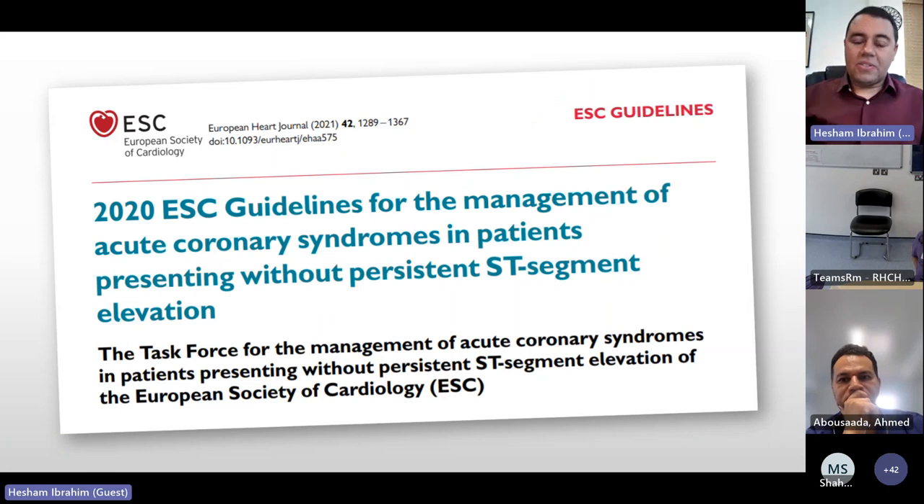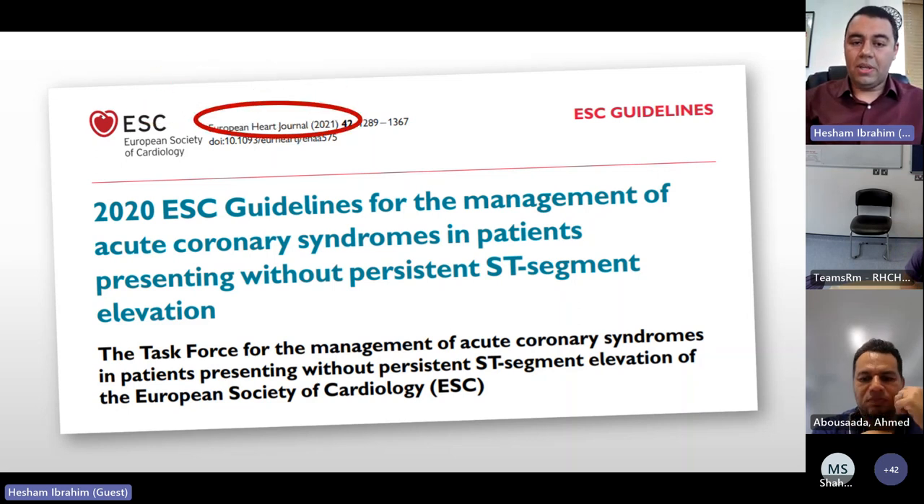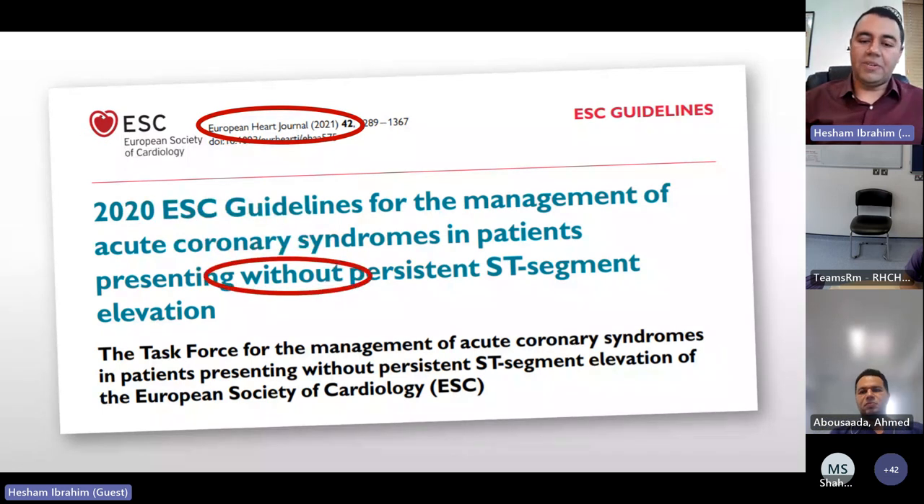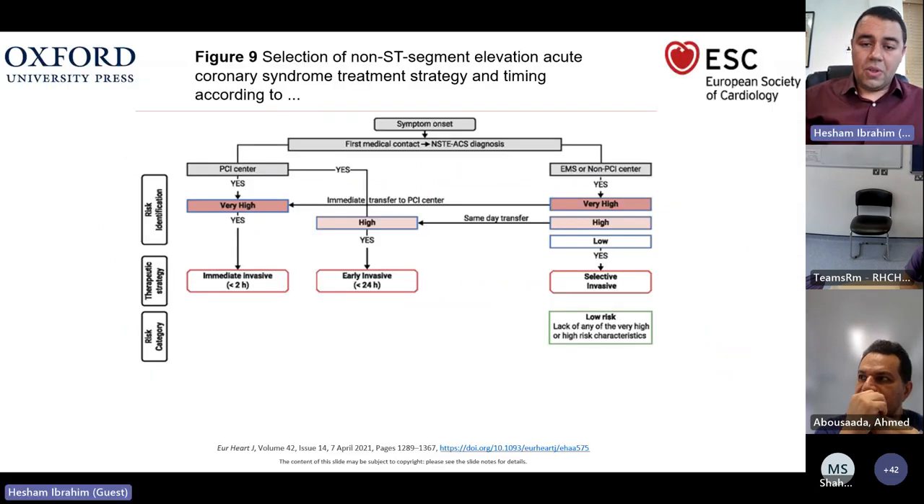And let's start with the European Society of Cardiology guidelines. So this is the 2020 ESC guidelines that was actually published in 2021 in the European Heart Journal. And it talks about management of acute coronary syndrome in patients presenting without persistent ST elevation. So this patient will present to you with acute coronary syndrome that is not associated with persistent ST elevation. What do we do for those? So this is a very nice table that covers this, that flow chart.